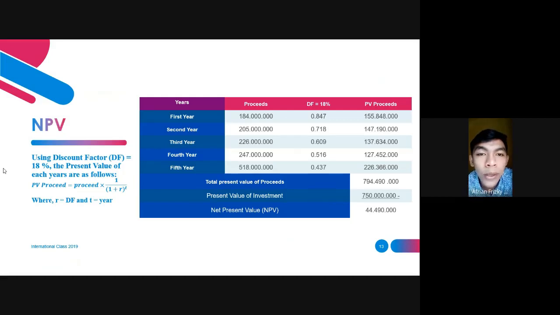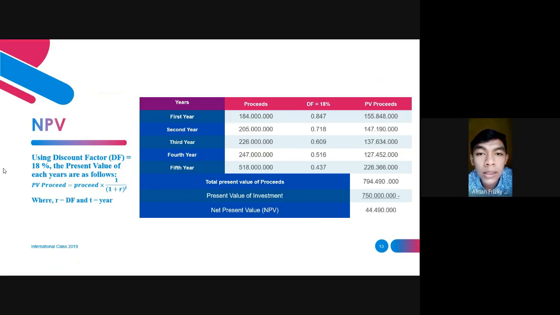Okay, then we use the discount factor or DF equal to 18%, and the present value of each year we use the formula of PV proceeds equal to proceeds times 1 over (1 plus R) power T, where R is equal to the DF or discount factor and T is the years. We have the table as follows.